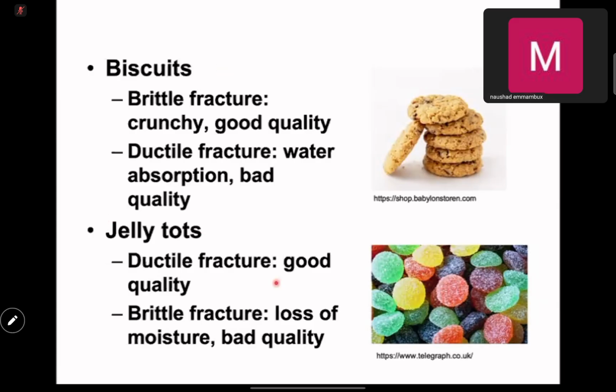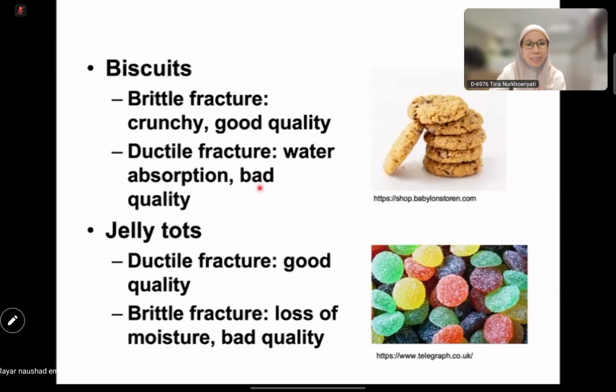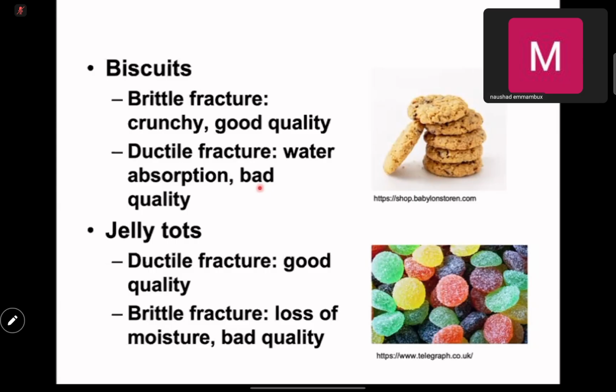So if you think about these two foods, biscuit, you want it to have brittle fracture, am I right? Crunchy, and then it's good quality. If you have a biscuit and when you eat it, it doesn't snap, for example it doesn't break very quickly, you don't have the crunchiness, or it doesn't make the noise when you break it, it means it has absorbed water, which is bad quality, especially in Indonesia where the relative humidity is high. When you buy a biscuit, you have to put it in an airtight container, am I right? So that you don't lose the crunchiness.